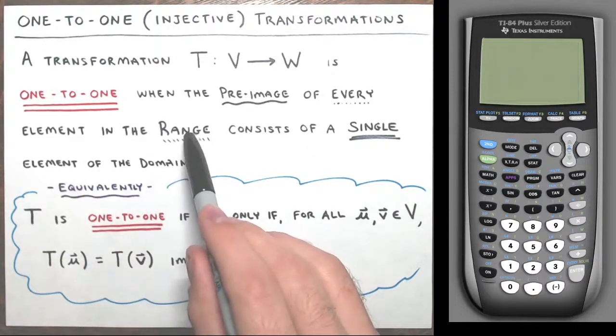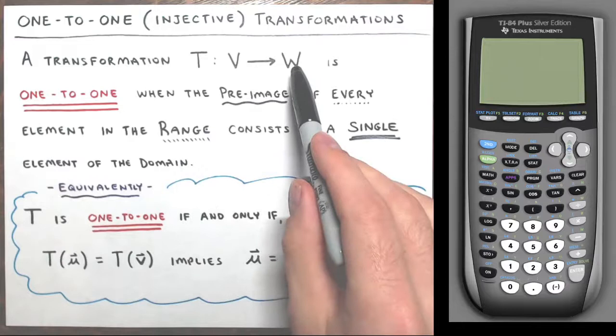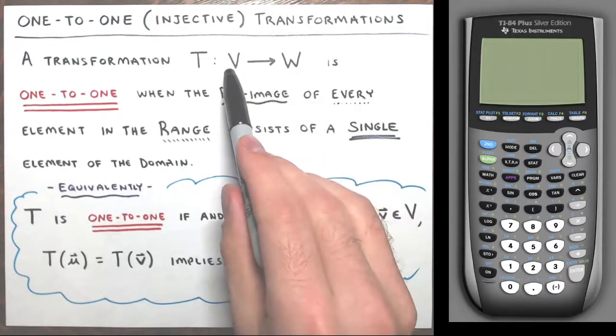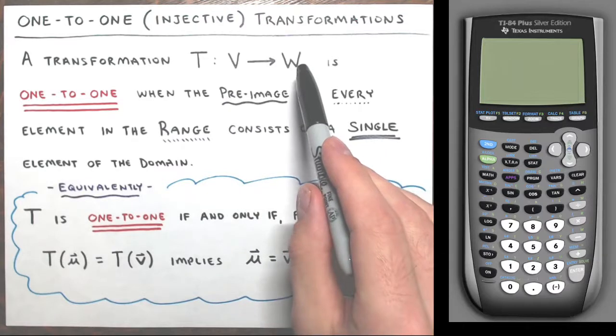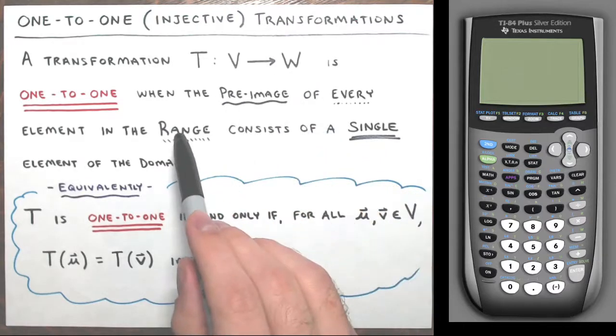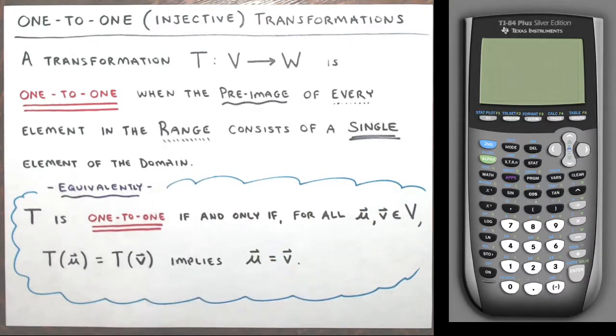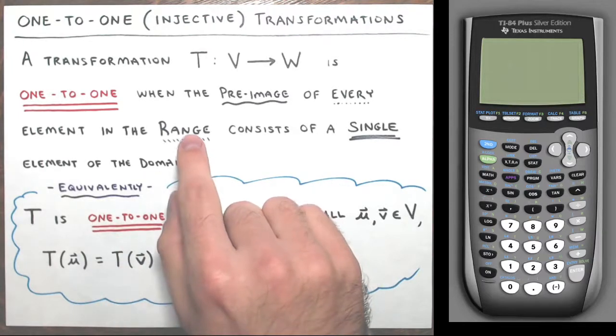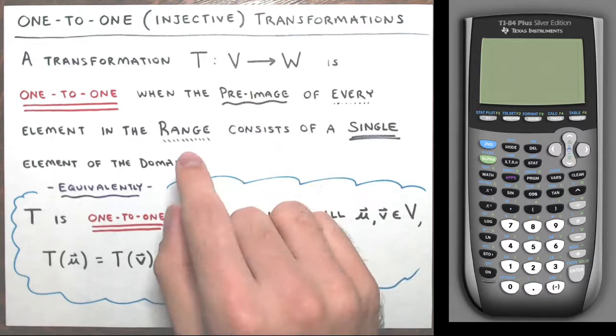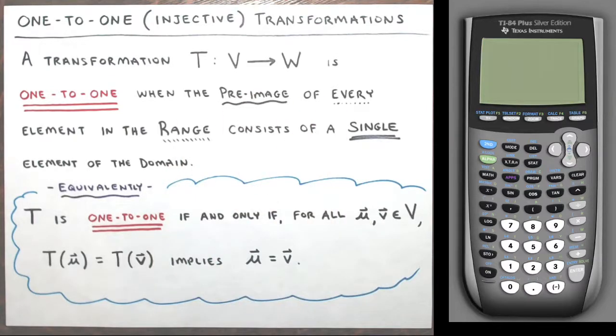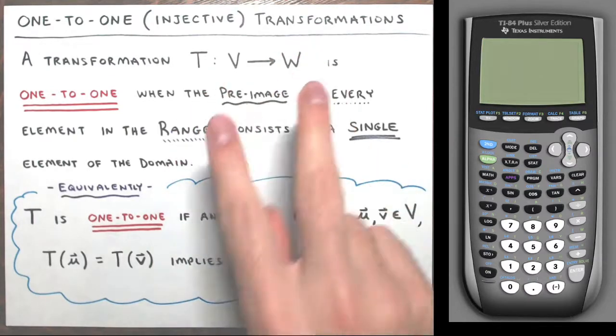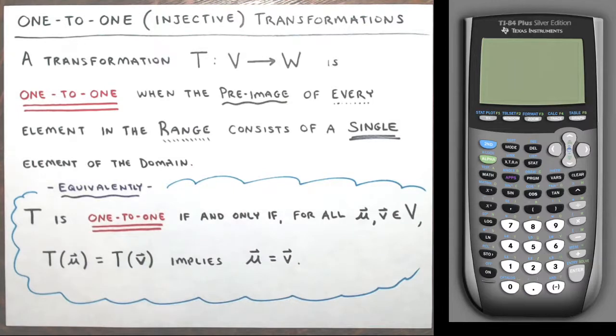So remember, the range of T is not always W, right? W is called the codomain. V is the domain, W is the codomain. The range of a transformation is the set of all outputs. The range is actually a subset of W, not exactly W all the time. So don't confuse the range of T and the codomain.